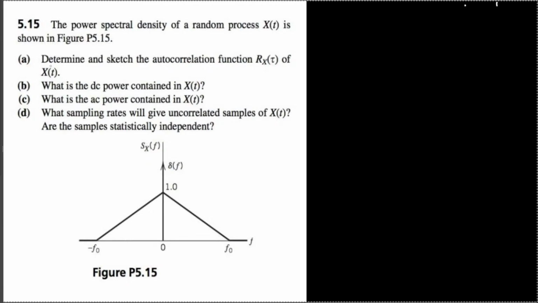So the first part is to determine and sketch the autocorrelation function Rx of tau of x of t. To find that, it's a combination of two of these: it has this impulse function and also this triangular function. So we have to find the inverse Fourier transform of both of them, and add them together in order to sketch this diagram. Okay, so let's mention that we are doing the A part.